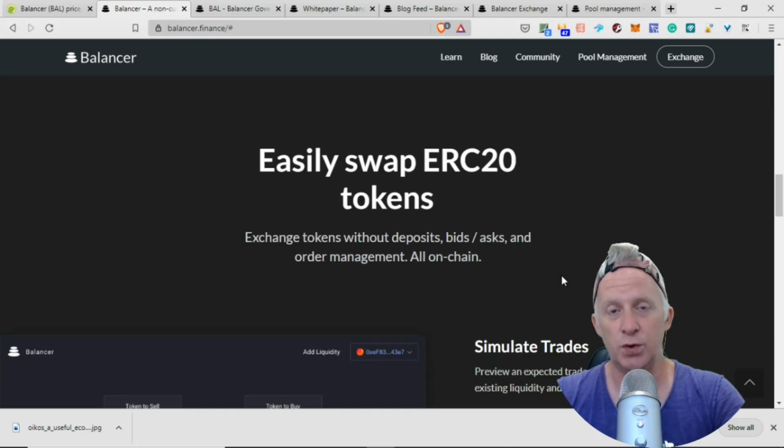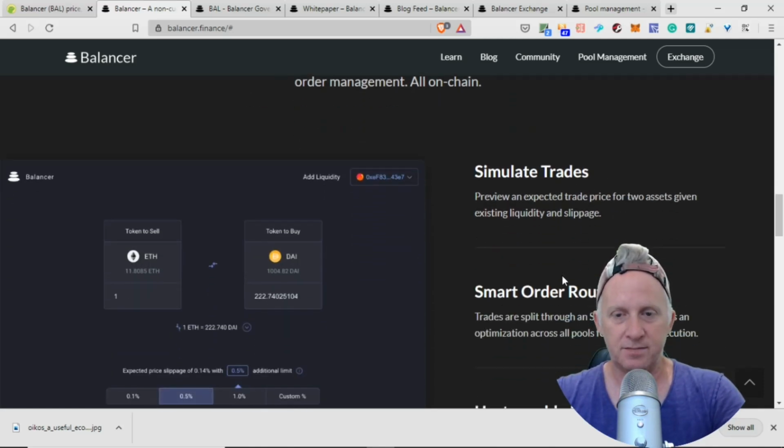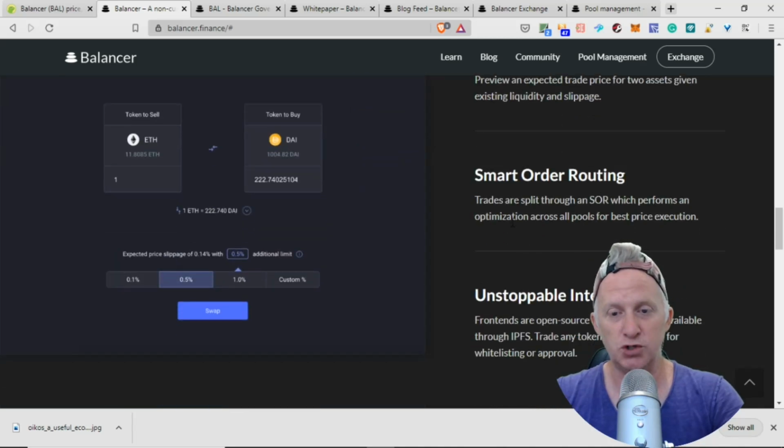Easily swap ERC20 tokens. Exchange tokens without deposit, bid, ask, and other management. You can swap one token for another right in your wallet, and this is cool. But don't forget that you need to pay the gas fee as well. You can simulate a trade and preview an expected trade price for two assets given existing liquidity and slippage. Smart order routing: trades are split through an SOR, which performs an optimization across all pools for best price execution. So basically, they're going to find the best option based on all the pools available, and propose the best trade possible with the least fee possible.